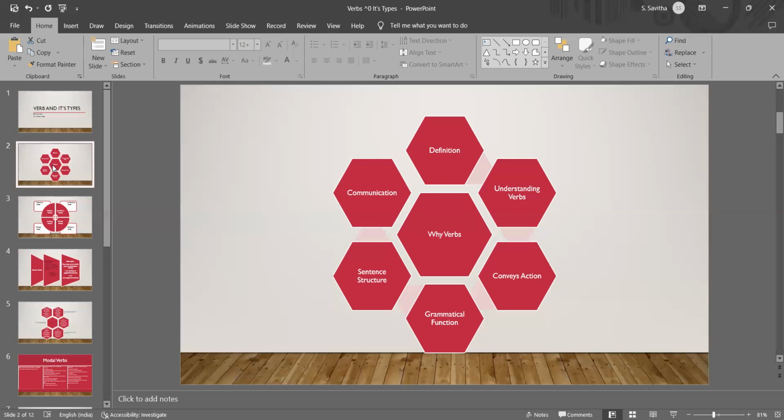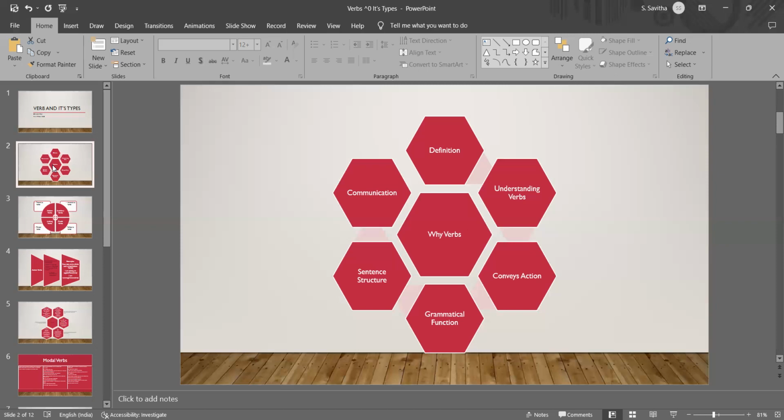The next important point is grammatical function. Verbs are very essential to form grammatically correct sentences because they indicate tense, voice, and mood of a sentence, which allows us to communicate clearly and effectively. Next one is sentence structure. Verbs are often used as the predicate of a sentence, which means they are the main component that carries the meaning of the sentence. So, understanding verbs helps us to construct clear and coherent sentences with proper sentence structure.